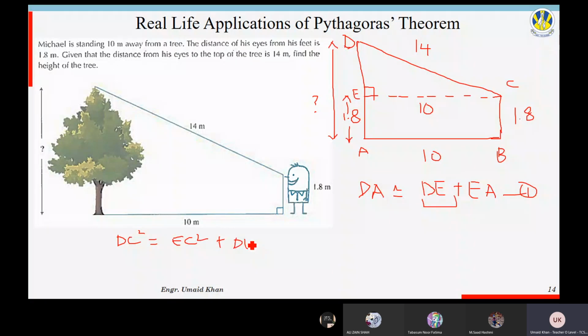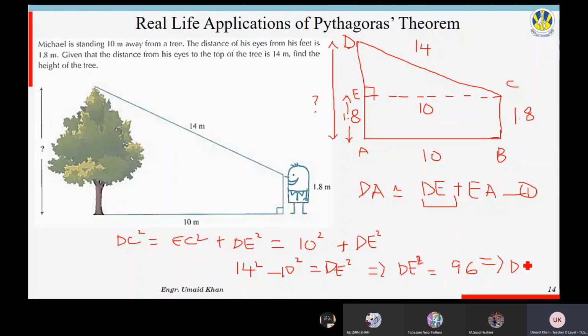So what is EC? EC is 10 square plus DE, which we have to find out, and DC is 14. So 14 square minus 10 square will be equal to DE square. So DE square will be equal to, evaluating this value, 96, right? 196 minus 100 is 96.